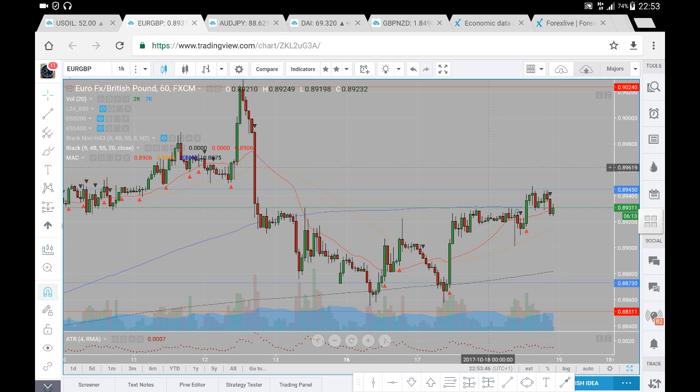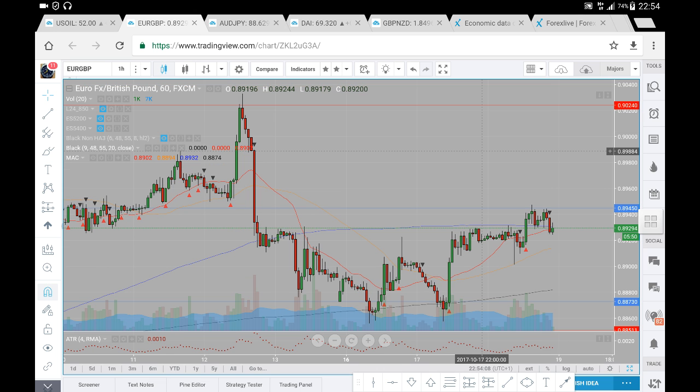Price briefly tested the 50 period moving average, as can be seen by this candle, which had a bit of a sell-off at the candle which opened at 9 a.m. and we did catch a bid. So we broke above the 200 period moving average, and we've actually stalled at the 89.45 level. The 89.45 was a previous week's pivot.